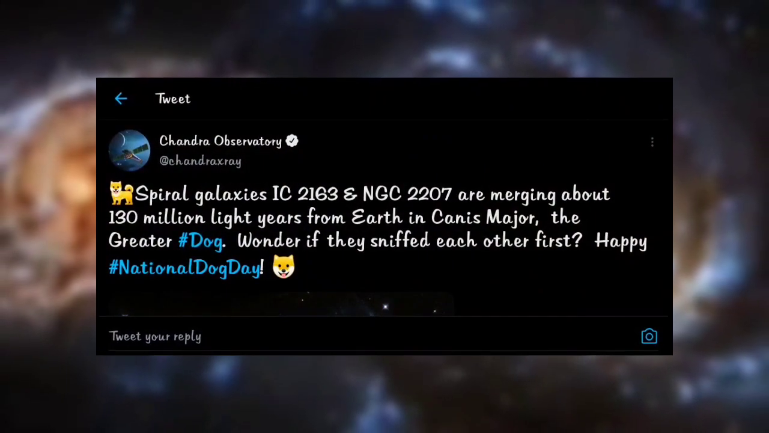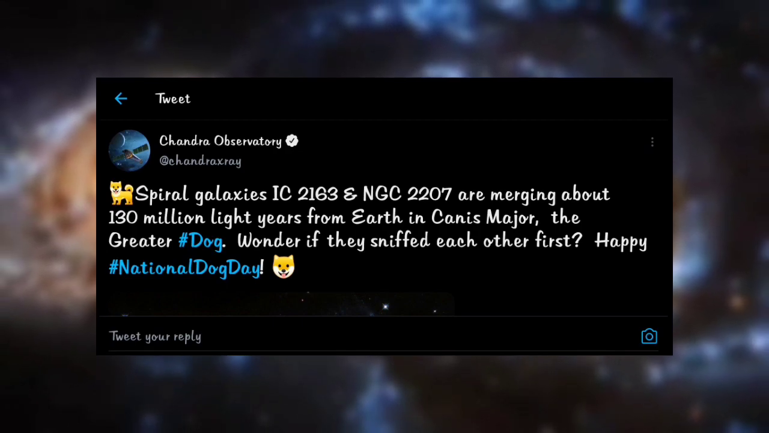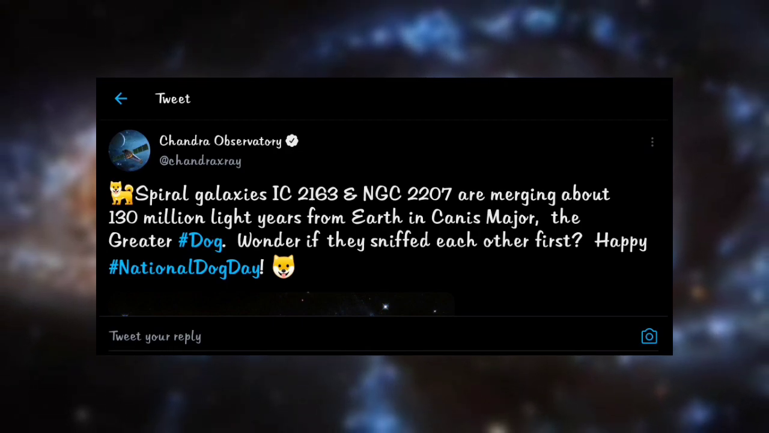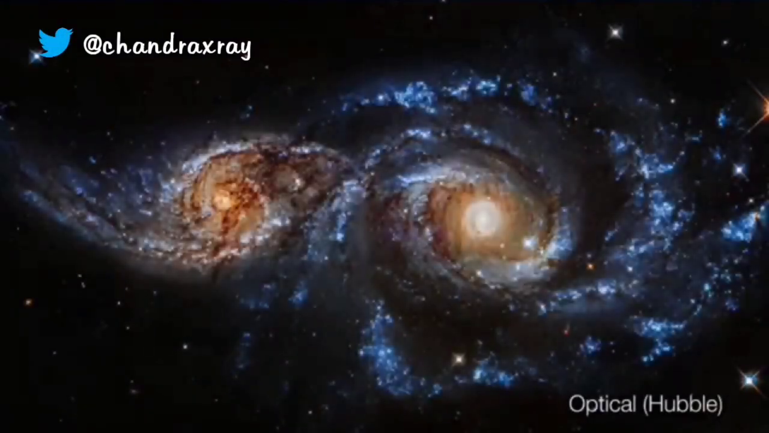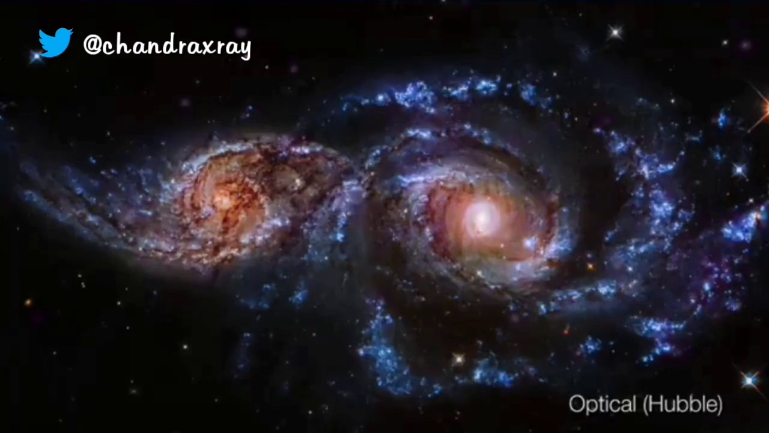Spiral galaxies IC 2163 and NGC 2207 are merging about 130 million light-years from Earth, in Canis Major, the greater dawg. Wonder if they sniffed each other first? Happy National Dog Day.